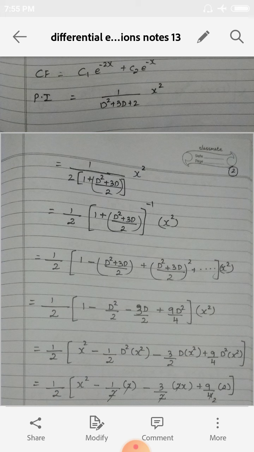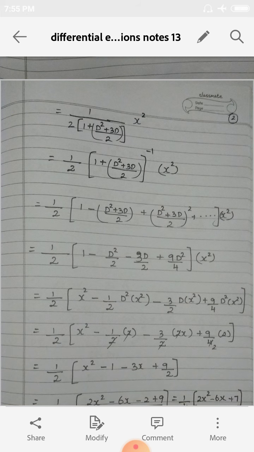So this is in the form of (1 plus x) whole power minus 1. So what is the formula? (1 plus x) power minus 1 equals 1 minus x plus x square plus etc. Okay girls, so apply the formula. But in the formula we have, in the place of x, we have d square plus 3d by 2.